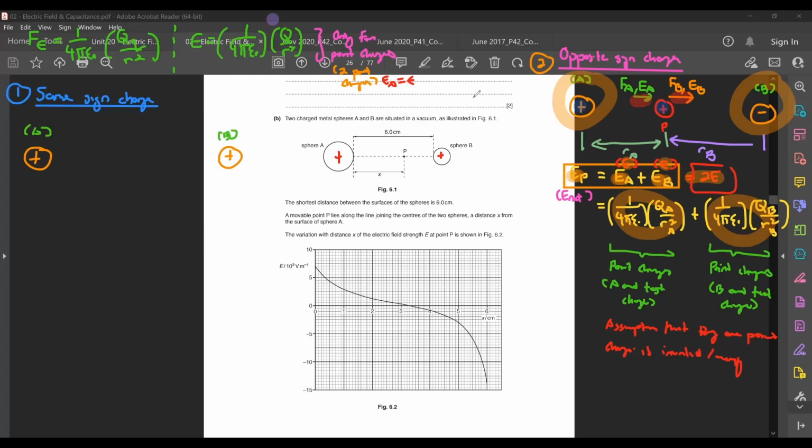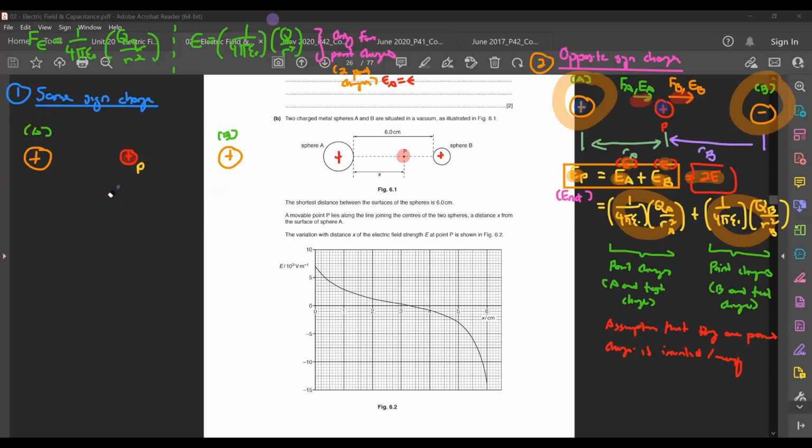So if I'm interested at a particular point P in the region between the charges, let's say that point is right over here. This is my point P. I want to test the field at that point, so I will put a positive test charge. To find the electric field strength EP, or the resulting field strength E net, you need to consider the individual effects of the spheres. You need to consider the effect due to sphere A, and the effect due to sphere B, individually on your positive test charge.